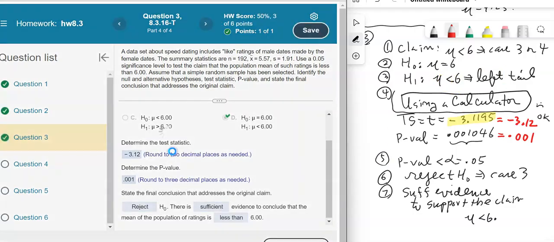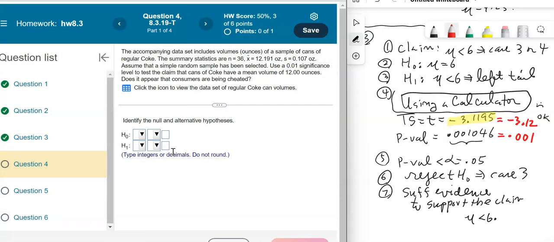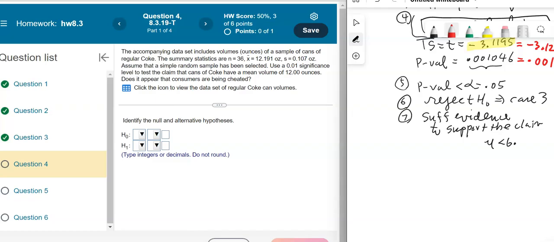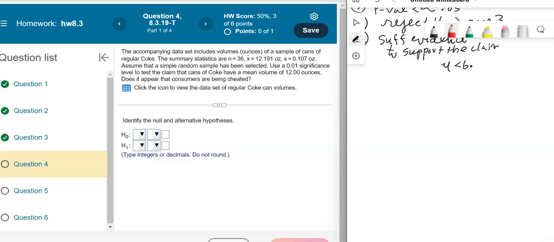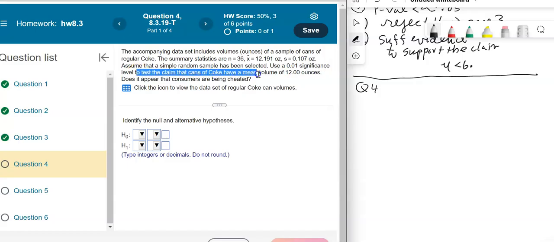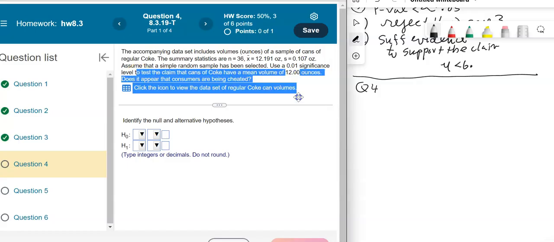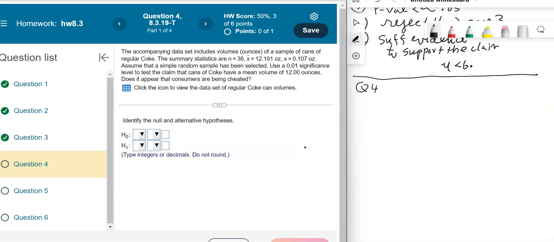Okay, so that was question number 3. Let's look at question number 4. Let's move it up. So question 4. Now always look for the claim. So what is the claim? Test the claim that cans of Coke have a mean volume of 12.